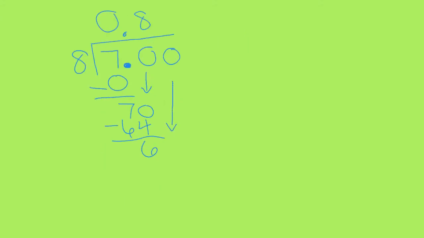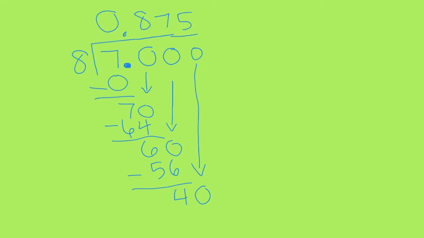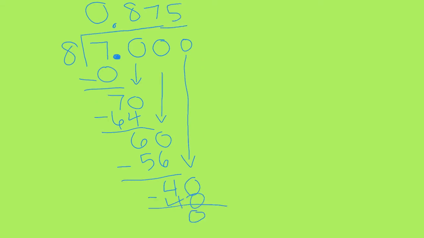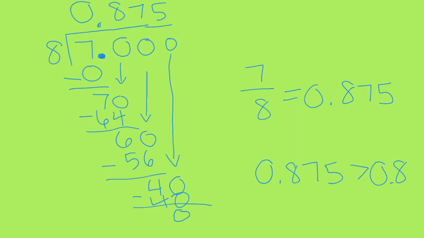I'll write another 0 in my hundredths place and bring it down. 8 goes into 60 7 times, and 8 goes into 40 5 times. This tells us that 7/8 is equivalent to 875 thousandths. Now we can see that 875 thousandths is greater than 8/10.